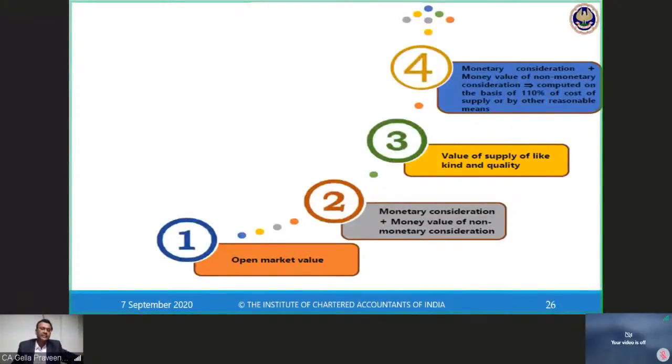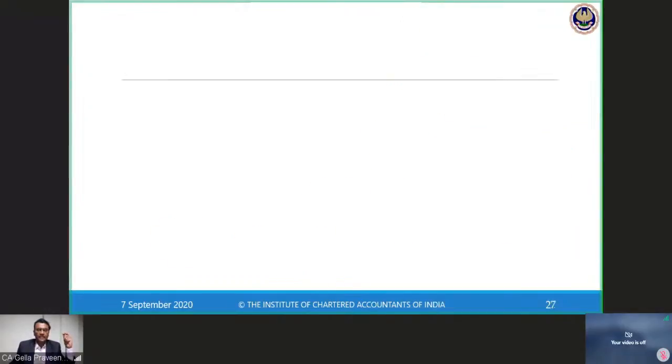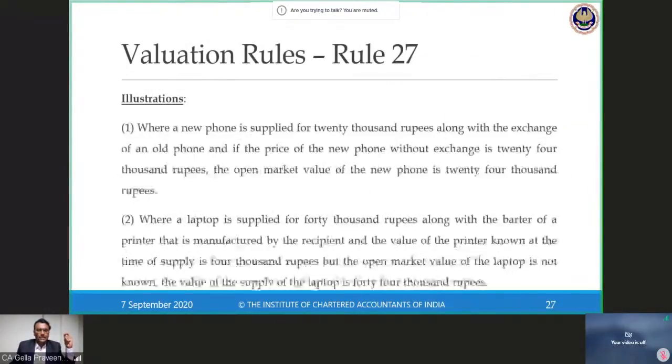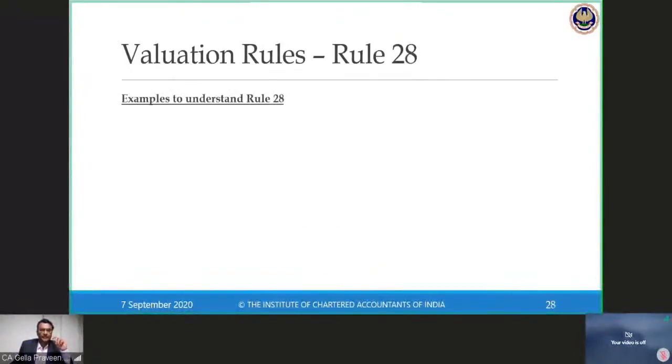This is one slide which I have picked up from your institute material. When I read my Rule 27, in simple terms, start with open market value. If that is not possible, what is the value in cash plus the exchange or barter value? If that also fails, go with like kind, like quality. Even if that fails, I'll travel to Rule 30, where it is 110% of COGS. These examples I have discussed in a different fashion. I'll skip this example for a moment.